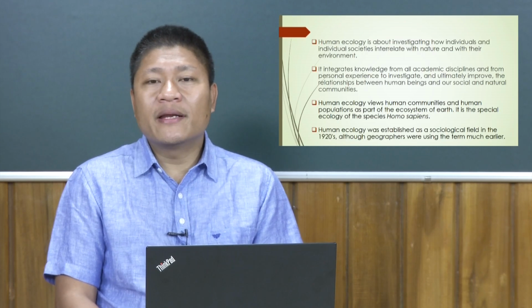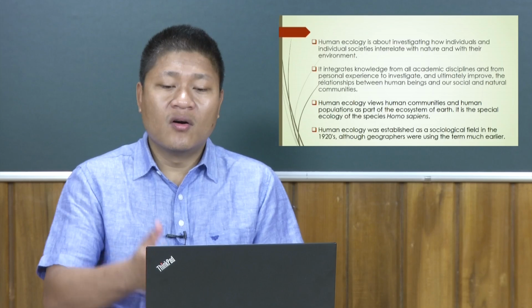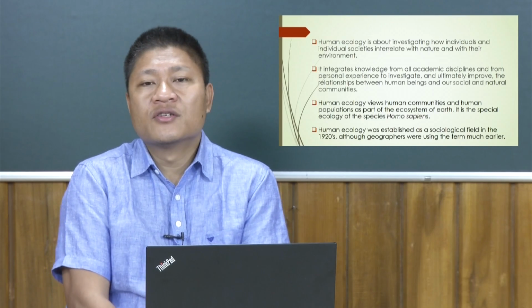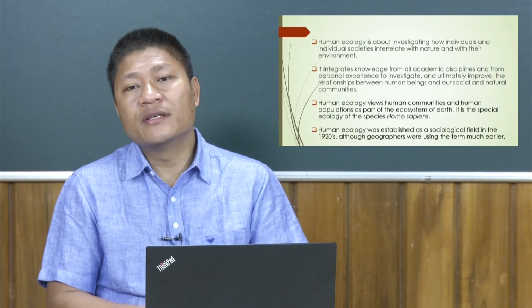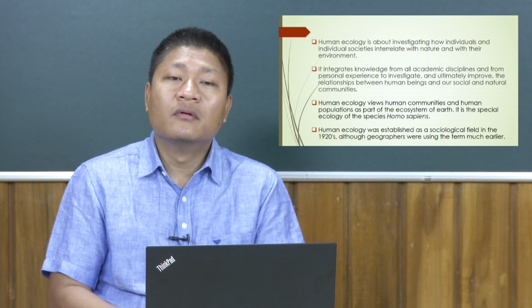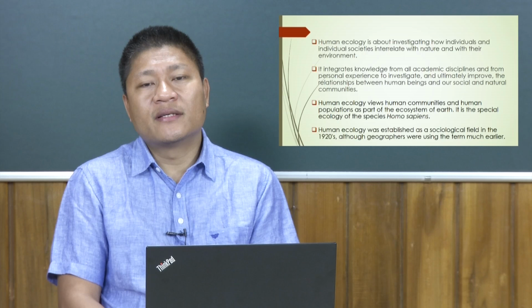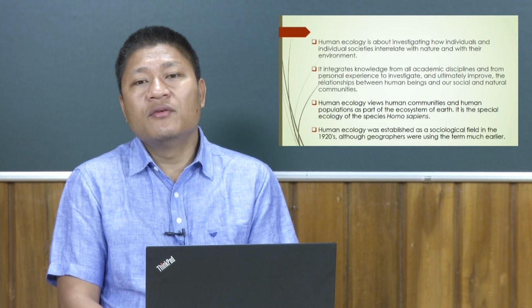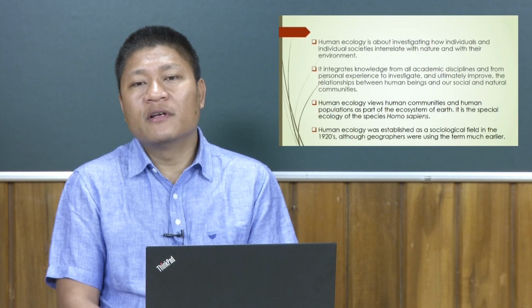Now, human ecology was established in the sociological field in the 1920s, although this very basic discipline was being used mainly by those who practiced geography, or in the field of geography.